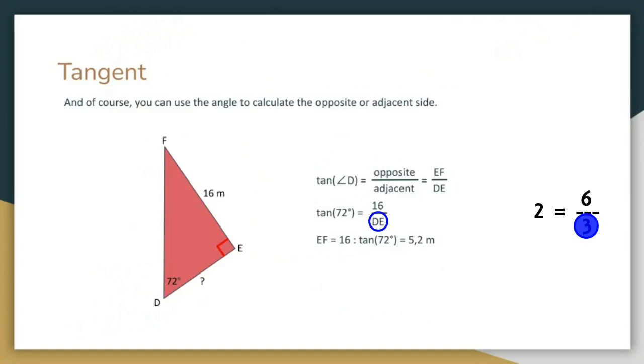We now have a 2 and a 6 in a special exercise. And to return the 3, we need to divide 6 by 2. The same thing can then also be done with the complicated exercise: 16 divided by the tangent of 72. Understood? Then let's move on to the next paragraph.